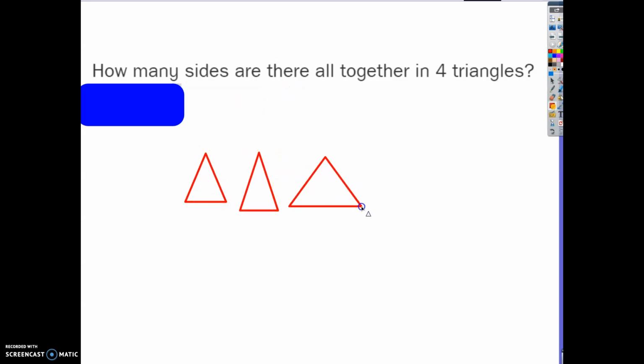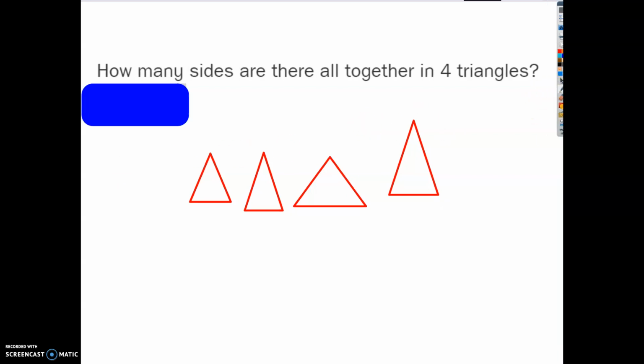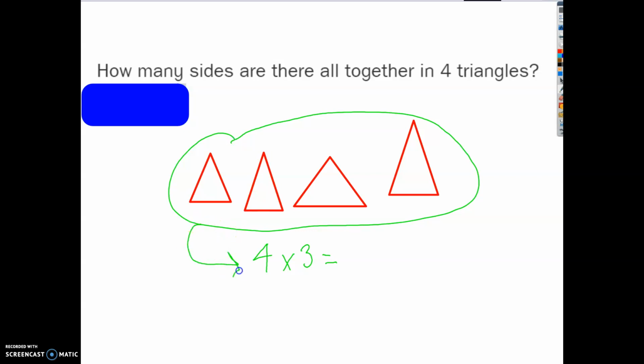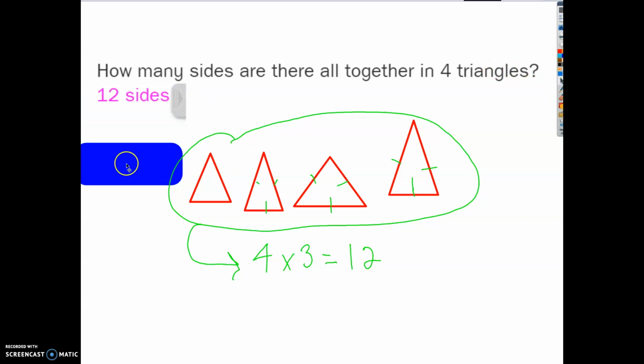So there's four different triangles. How many sides are there altogether? Well, I can use a number model, and I have four triangles. And what do I know about triangles? Well, they all have three sides. So here's my visual. Here's my number model. I can use the visual to help if I don't know 4 times 3 off the top of my head, and I can just count sides. 1, 2, 3, 4, 5, 6, 7, 8, 9, 10, 11, and 12. So 4 times 3 is going to be our number model, and it's going to be 12 sides.